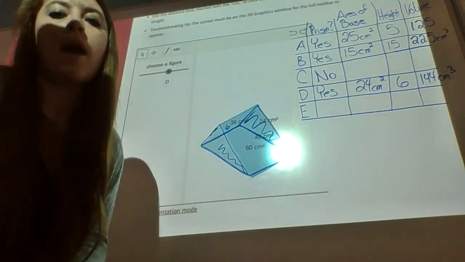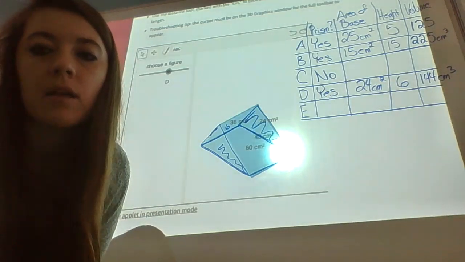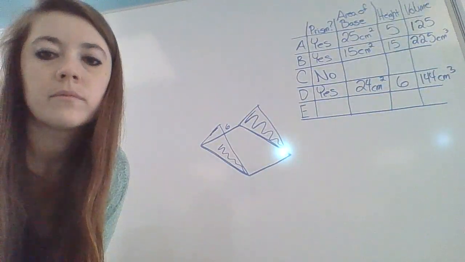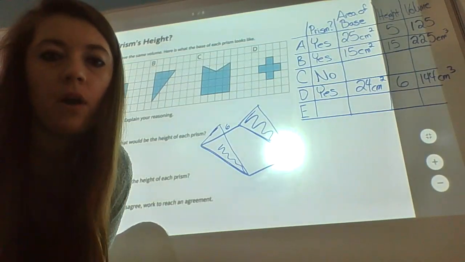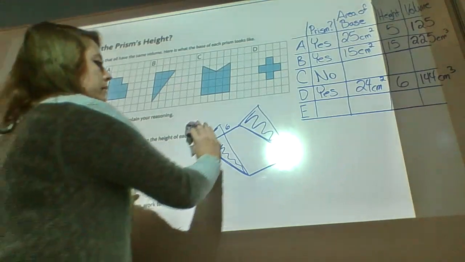All right, we're going to look at another thing here. Give me 1 second. Okay. So what's the prism's height? So we're going to look at all prisms on this.